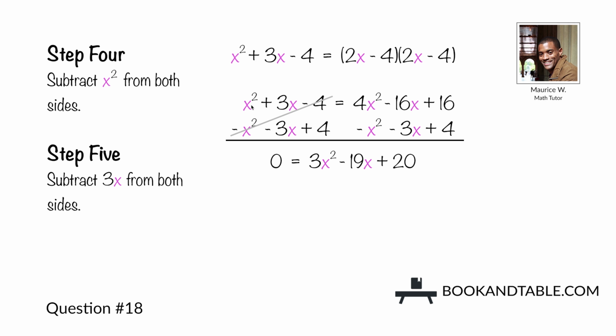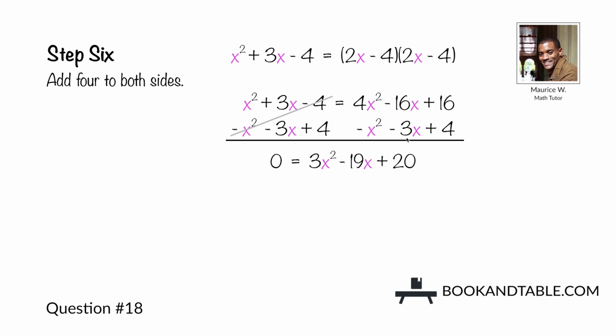Step 4, subtract x squared from both sides. Step 5, subtract 3x from both sides. And then step 6, add 4 to both sides. So that gives us 0 on the left side and our quadratic on the right side.